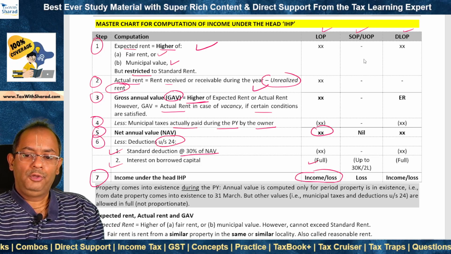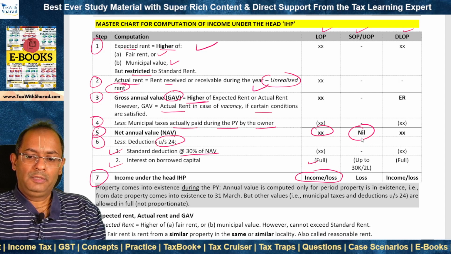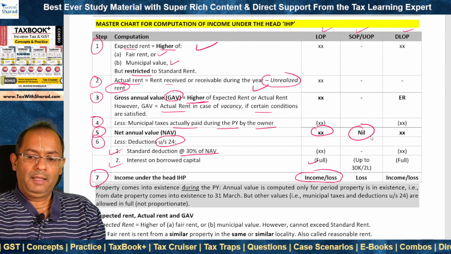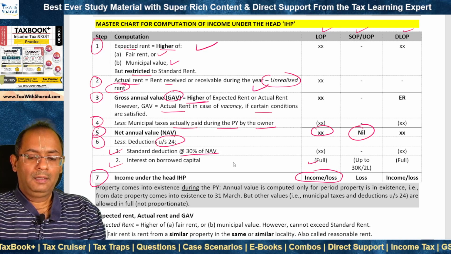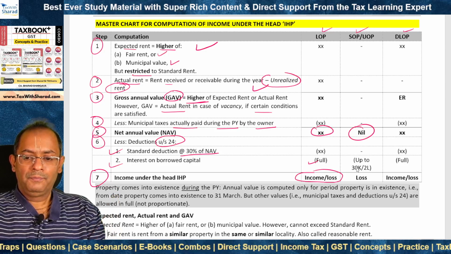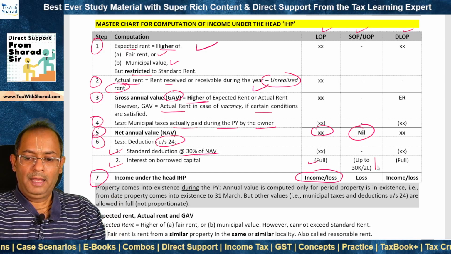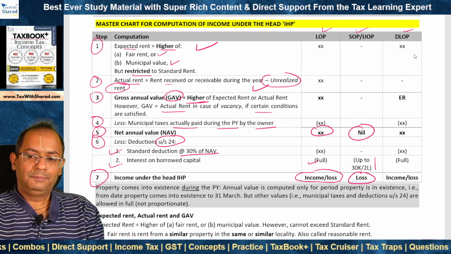For SOP or UOP, the NAV is taken as nil. So we straight away jump to step 5 and we take NAV as nil. Consequently, standard deduction becomes irrelevant. What is then allowed is only the interest on borrowed capital, and there is a limit of either 30,000 or 2 lakh. So that results in a loss under the head IHP.